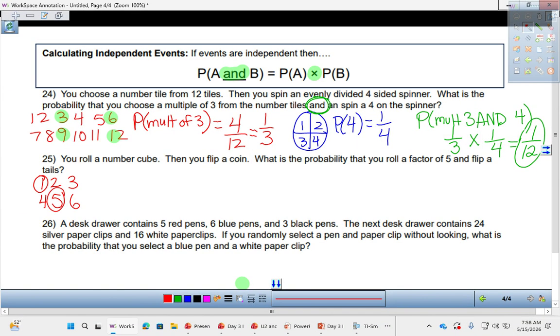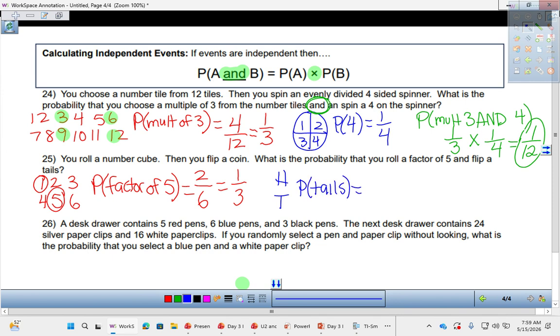All right? So to find the probability of a factor of 5, well, 2 out of my 6 numbers were factors of 5. 1 and 5, 2 numbers, 6 total numbers. So 1/3. Now I'm flipping a coin. Those are my options on a coin, right? I'm going to get heads or tails. I want to know the probability of getting tails. Well, one of my options is tails out of 2 total options.